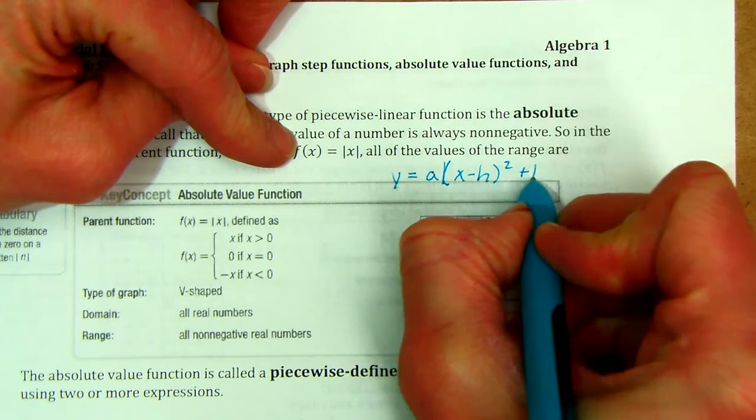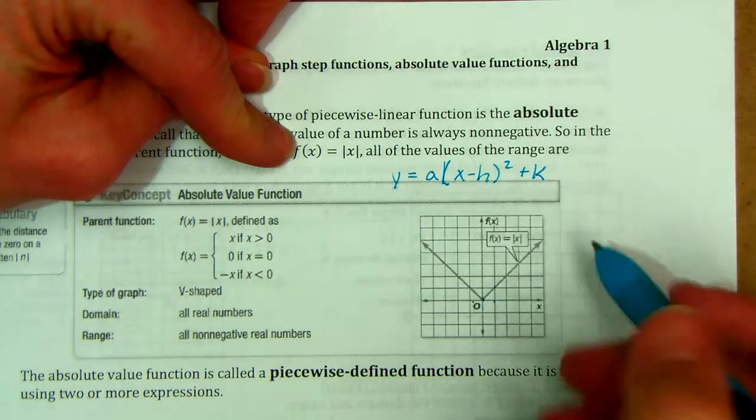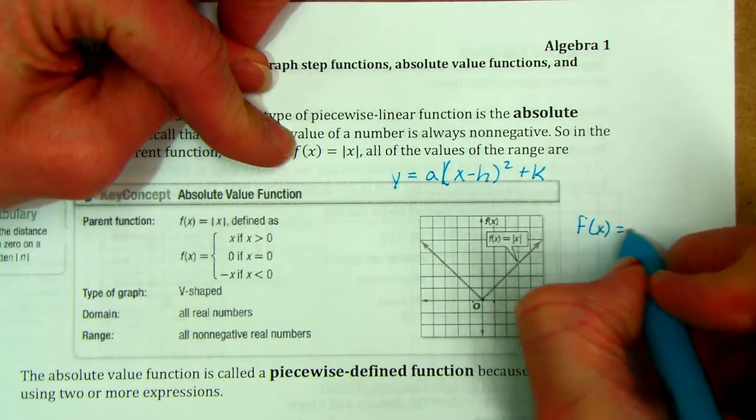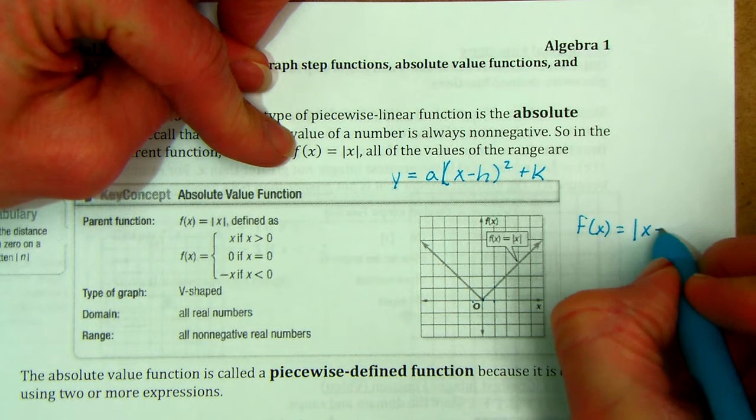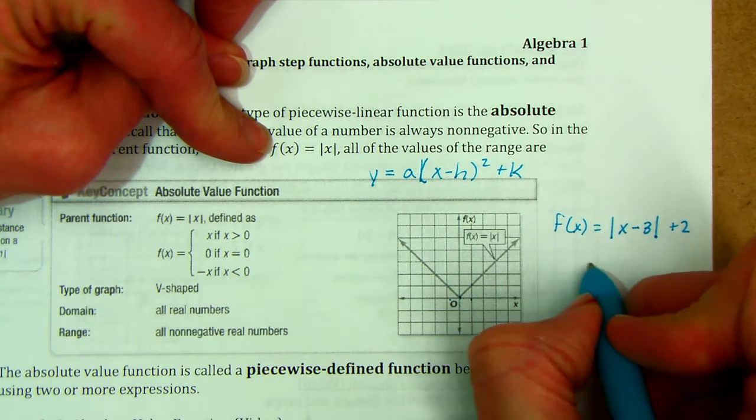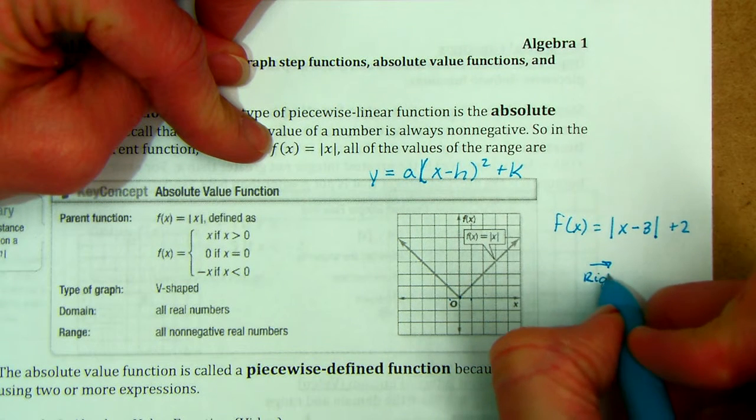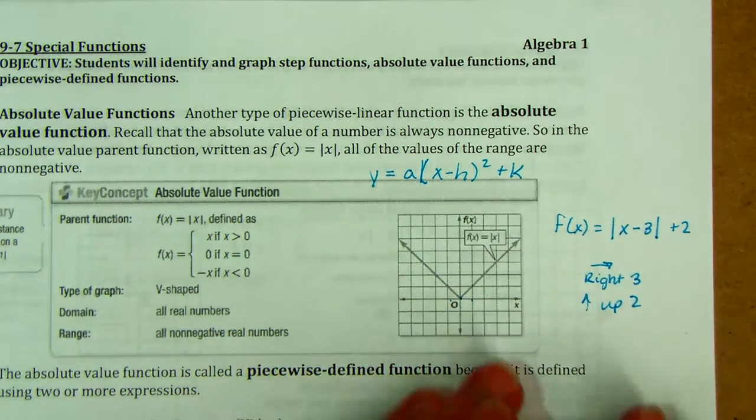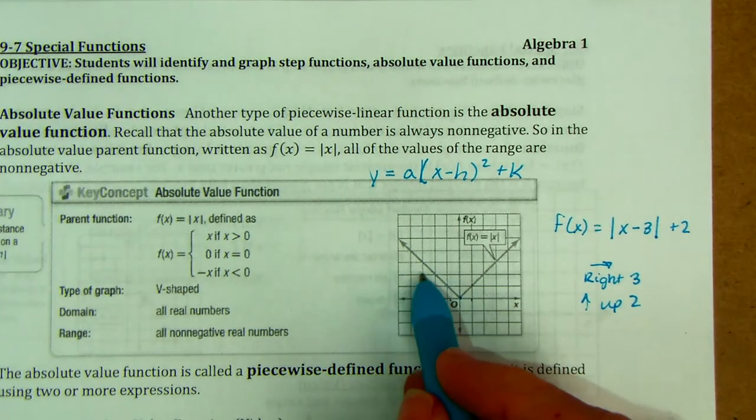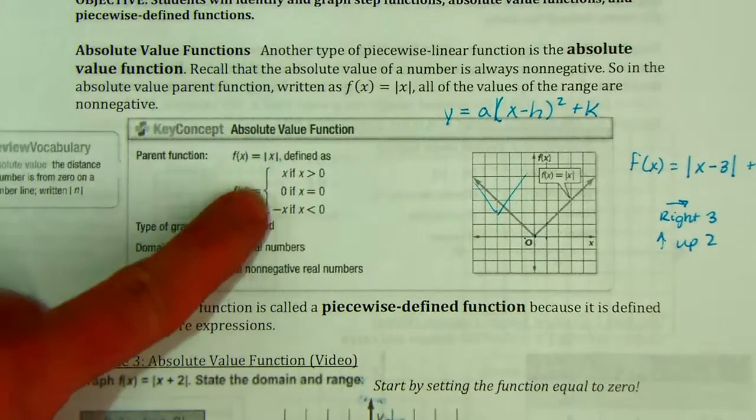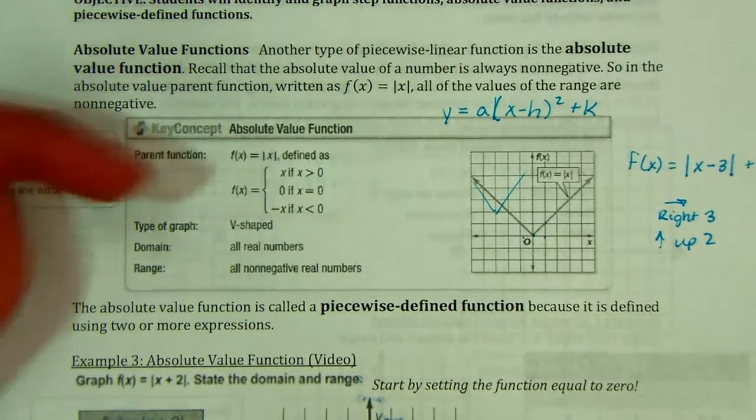So if you have something like f of x equals the absolute value of x minus 3, plus 2, well, guess what? That's going to go right 3 and up 2. And it will move that V to right here. Okay, kind of cool. This is a piecewise function because it's defined by two different rules, if you will. A rule for negative x's and a rule for positive x's. There are two rules.